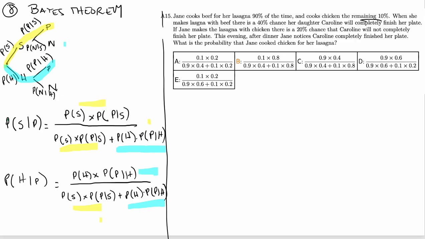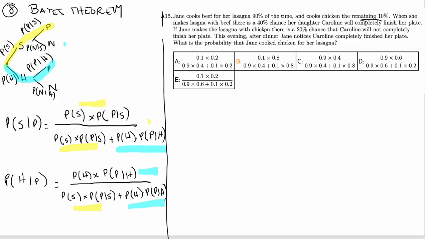Now let's work on the exercise and derive Bayes in the exercise. Let's solve the exercise with Bayes. You can look at the formula and just substitute the values, but I would suggest trying to reason through the tree. So Jen cooks beef for her lasagna 90% of the time and cooks chicken the remaining 10% of the time. So Jen is very nerdy. She keeps track of her lasagnas, and 90% of the time she cooks beef, 10% of the time she cooks chicken. When she makes beef, there's a 40% chance her daughter Caroline will completely finish her plate.